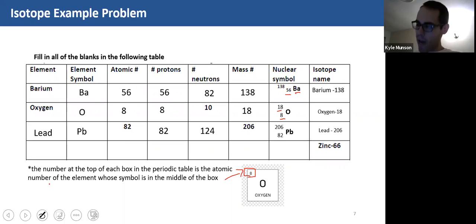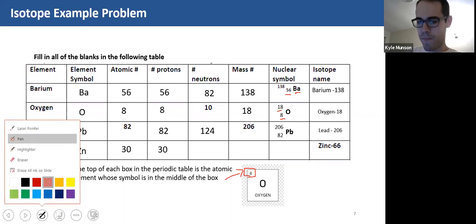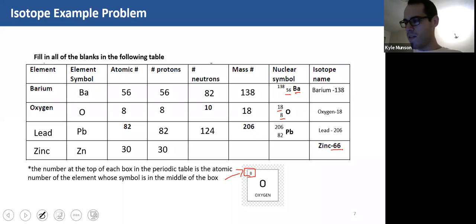Okay, finally, so working backwards, we have the element is zinc. It's listed here already. Its element symbol, we could look at that at a periodic table. We can find its atomic number on the periodic table. Number of protons equals the atomic number. Now here, this is its mass number, right? So if we wanted the number of neutrons, we're going to do 66 minus 30, or 36 neutrons. Its mass number is listed at the end of the isotope name, 66. And then its nuclear symbol is going to be shown here.